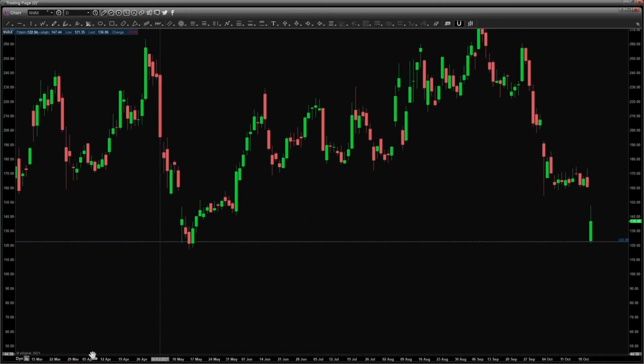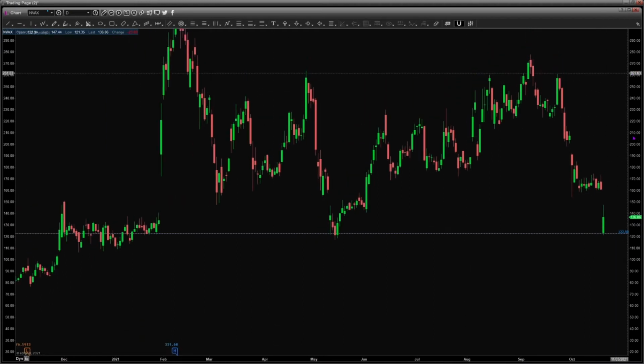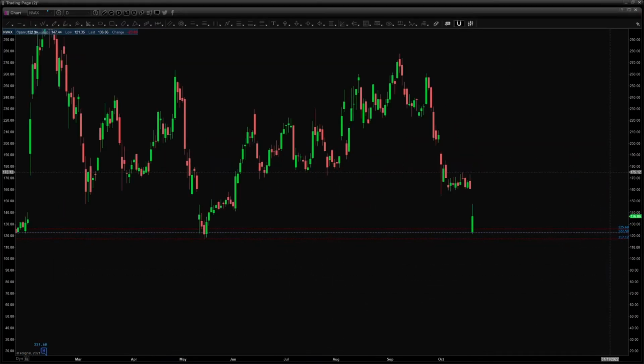And it looks like Novavax actually gapped down into a major pivot, which was right here. Also, it could be right there. So that's actually like a zone, a pivot zone. And when that happens, you can expect to see a bounce, which is pretty much exactly what happened here.